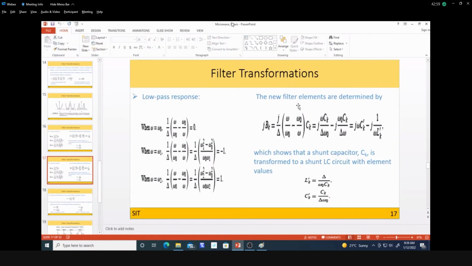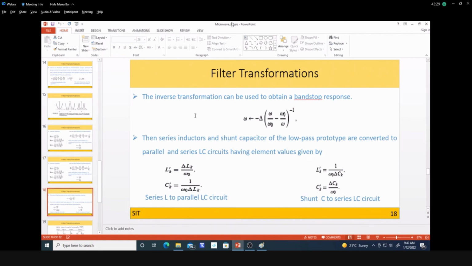Okay. So the conversion of the shunt capacitance to a shunt LC circuit can be done using this equation. And for the element values, if you want to scale the impedance, you have to find out: instead of Ck, you have to put Ck by R0, and if you want to find Lk, you have to put R0 into Lk. Okay, so that is the transformation we need to do.